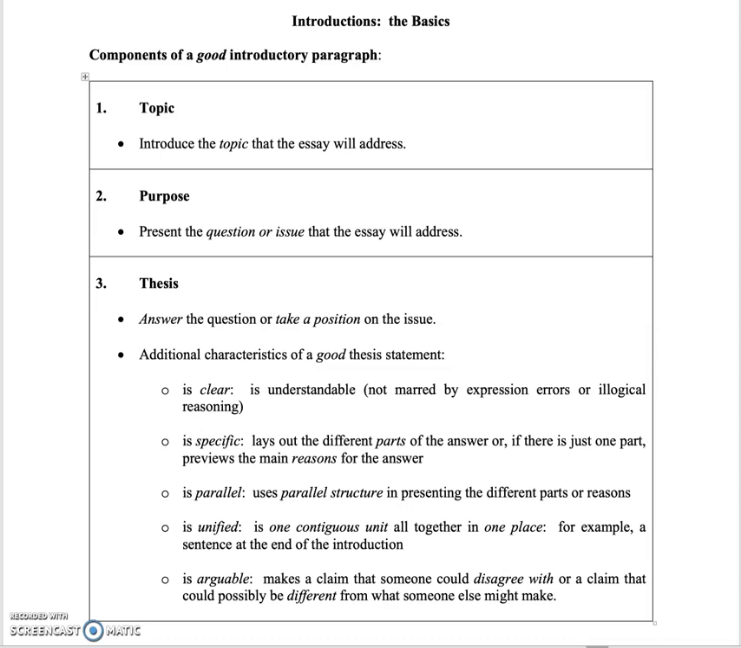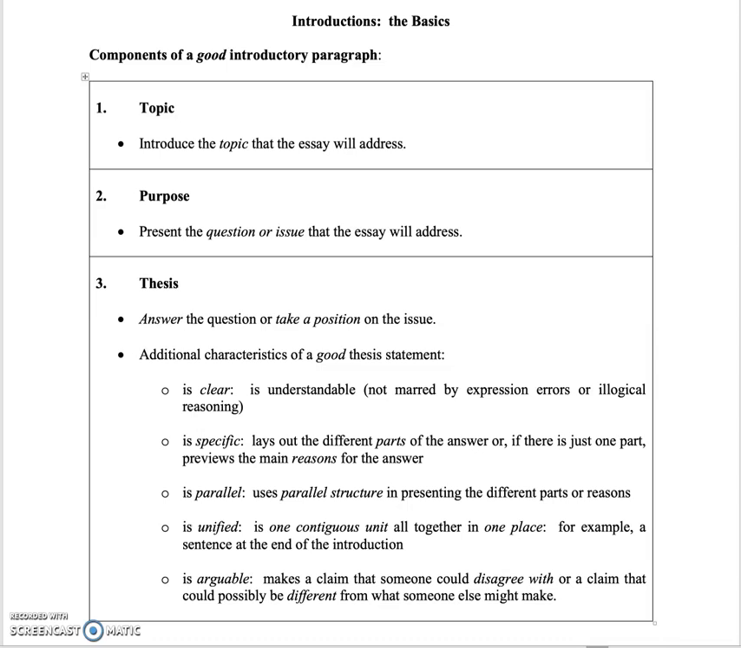It needs to be a claim that someone could either disagree with or that they could provide a different answer for. It doesn't have to be a pro-con kind of argument. It could just be a type of argument where you're making an observation or providing an answer that's more than just a statement of fact. It's something that someone else could disagree with or have a different answer to.